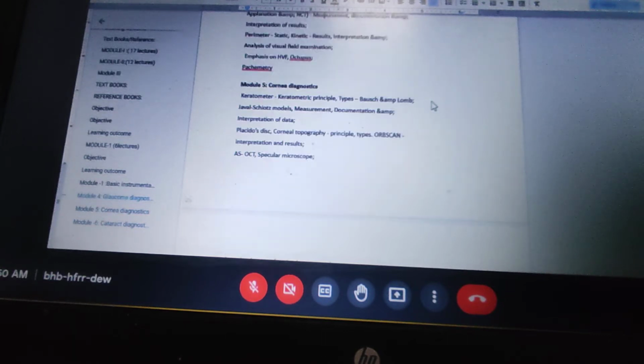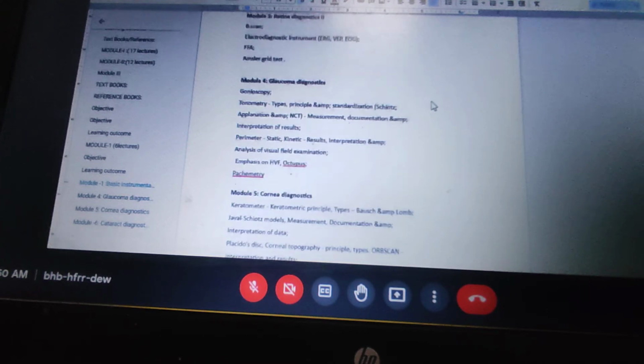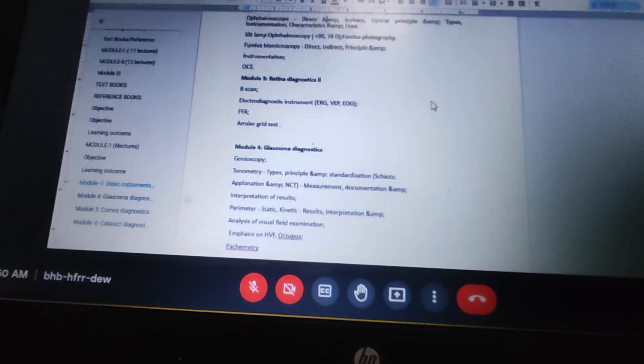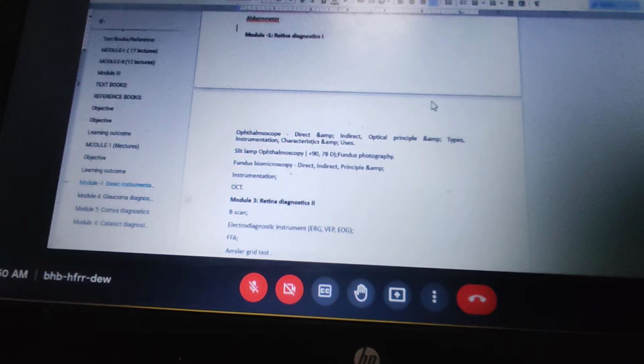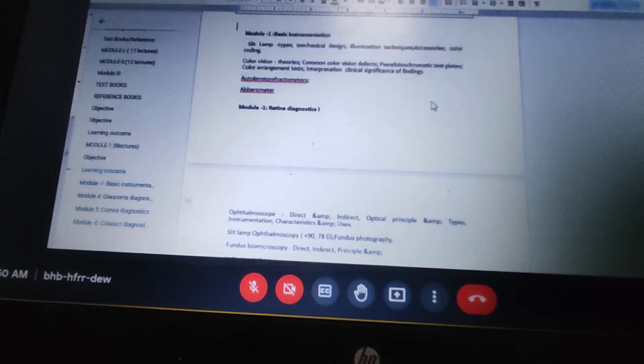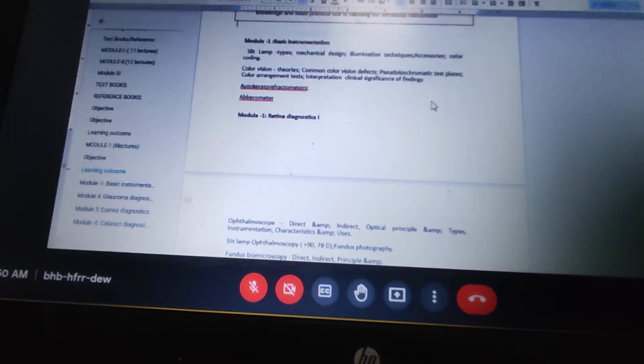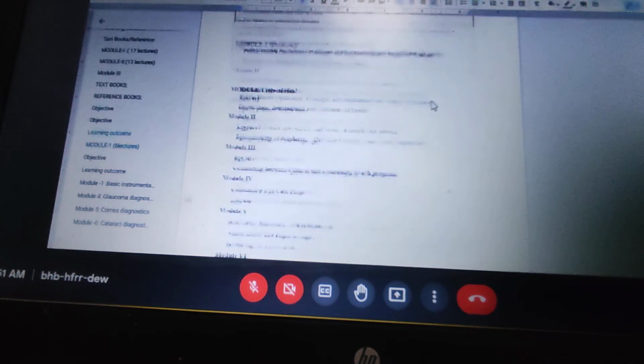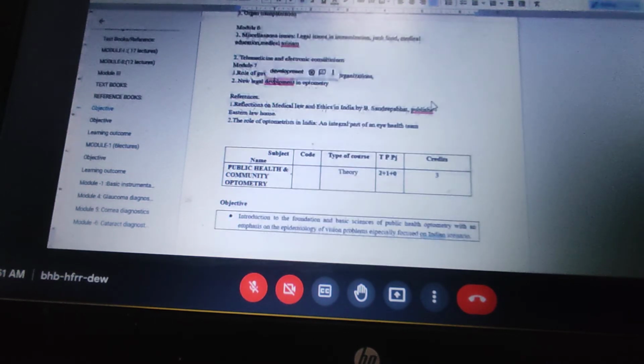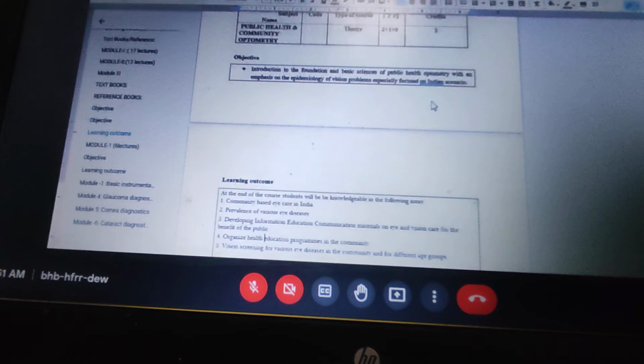So later on when you go for the internship, you can come across these instruments and you can learn the practical for these over there. Clear with the syllabus for the optometric instruments? Yes, ma'am. Okay. Now coming back to this public health and community optometry.